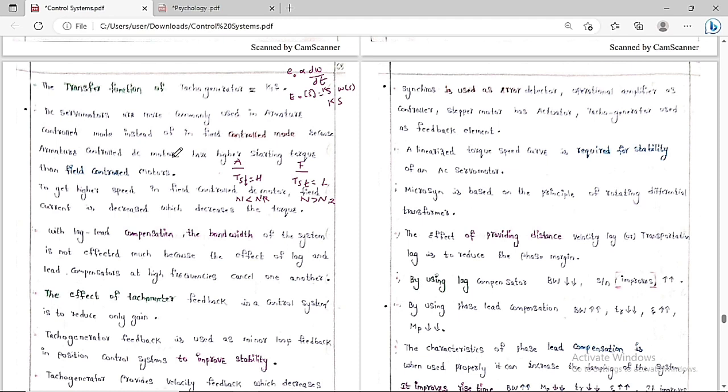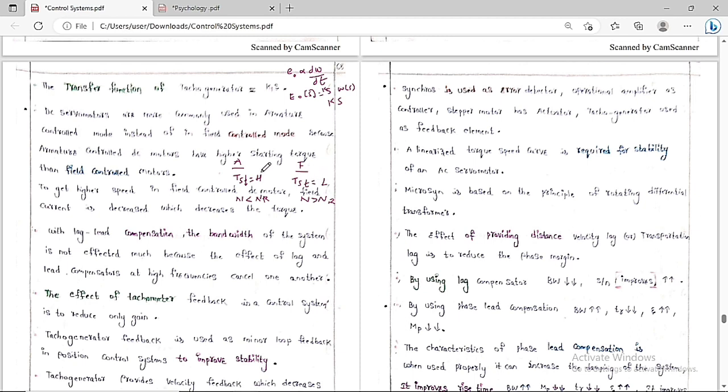Because in the case of armature control DC servo motor, the speed is lesser than rated speed. But in the case of field control DC motor, the speed is greater than rated speed. As the speed is greater than rated speed, you need less amount of flux. Less flux is possible with less current. The torque is proportional to flux into armature current, so as the flux decreases, torque also decreases. So the start torque is lesser in the case of field control motor.